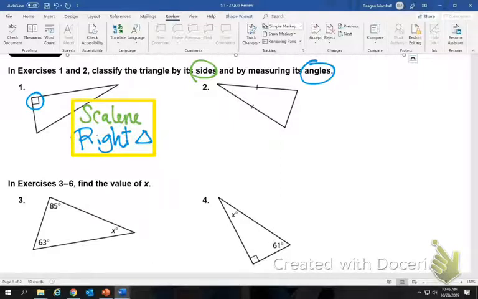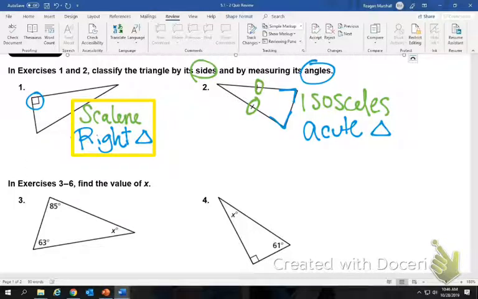Number 2, how many sides are congruent? 2 of them, which makes it isosceles. And then the largest angle looks to be like these two bottom angles. Does it look less than 90, equal to 90, or more than 90? Less than, which makes it acute. So isosceles, acute triangle. Perfect.